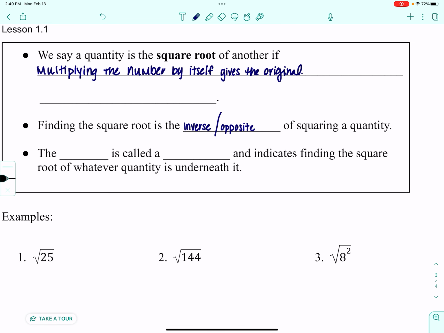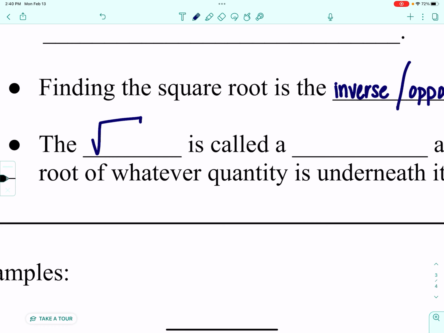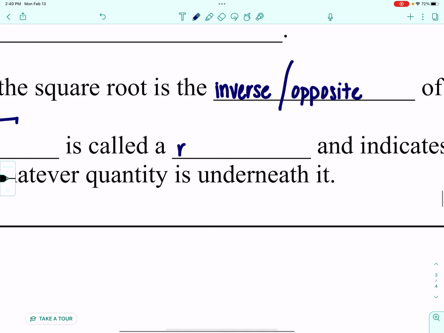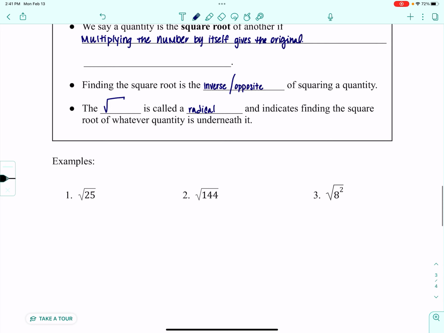When you solve equations, you use addition and subtraction to undo each other. You use multiply and divide to undo each other. Well, now squaring and taking the square root undo each other. When we talk about square roots, we use this symbol, which looks kind of like a check mark with a roof. It's called a radical. And it means we're going to find the square root of whatever is underneath it. Could be a number, could be a variable, lots of different things.